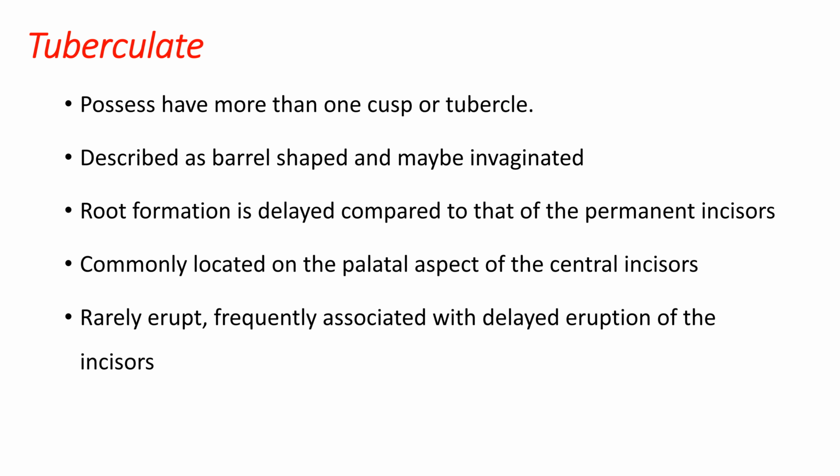Next is tuberculate. The tuberculate type of supernumerary tooth has more than one cusp or tubercle. It is frequently described as barrel-shaped and it may be invaginated. Root formation is delayed compared to that of the permanent incisors. Tuberculate supernumerary teeth are often paired and commonly located on the palatal aspect of the central incisors. They rarely erupt, and are frequently associated with delayed eruption of the incisors.